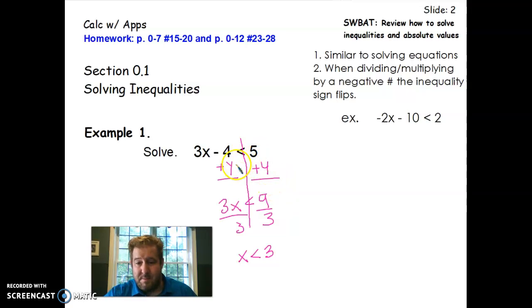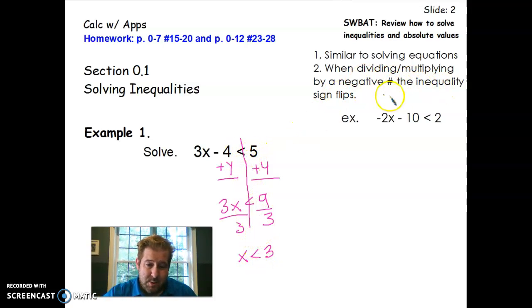Meaning that there's an infinite amount of answers that you can plug in. You can plug in any value of x that is less than 3, and you'll get a true answer. If you use 3, it's not going to work, because 3 times 3 is 9, 9 minus 4 is 5, and 5 is not less than 5. It has to be something less than 3 for it to work.